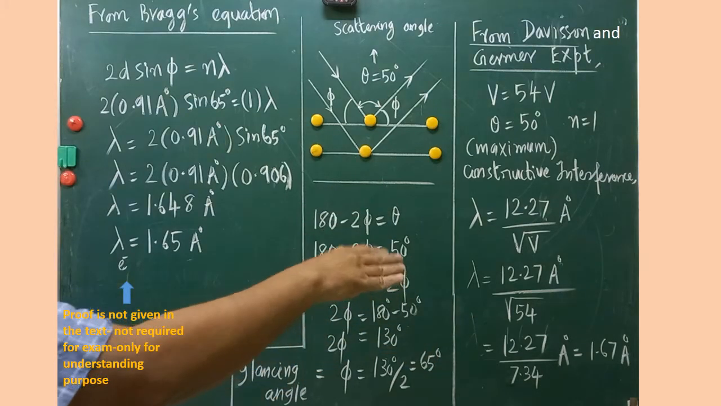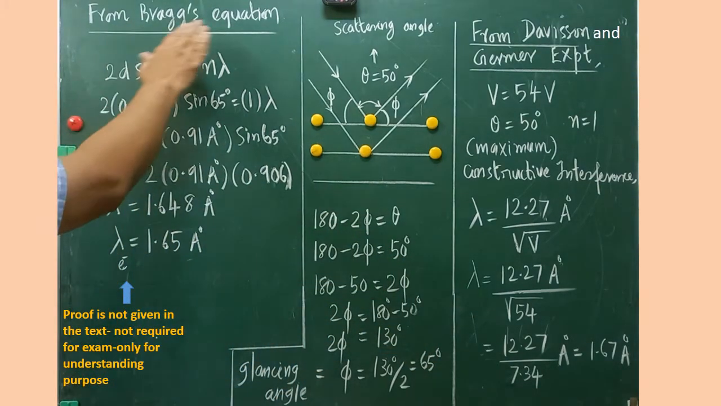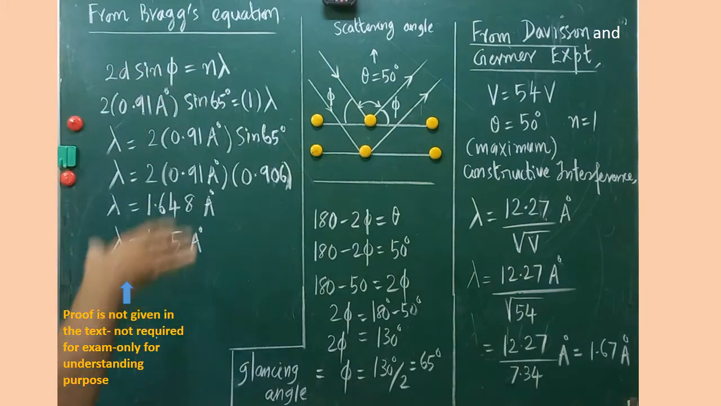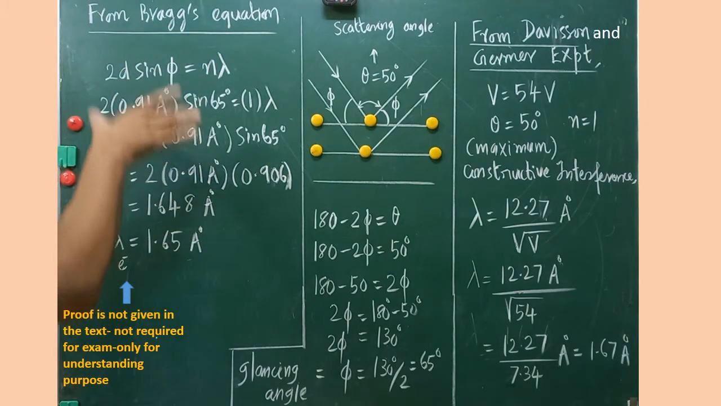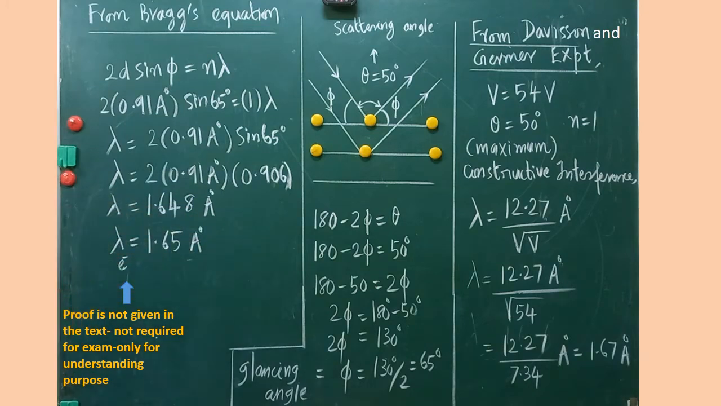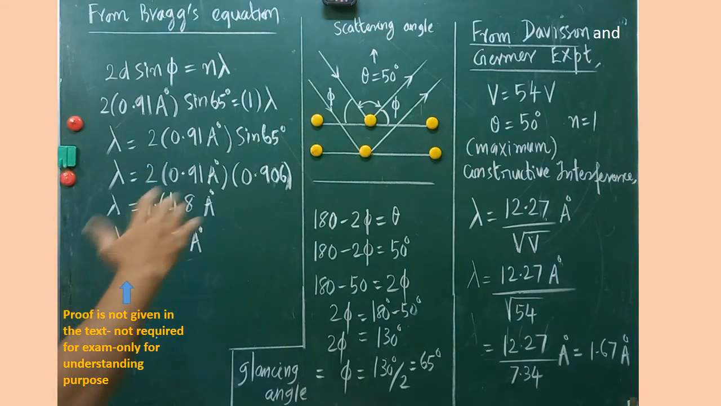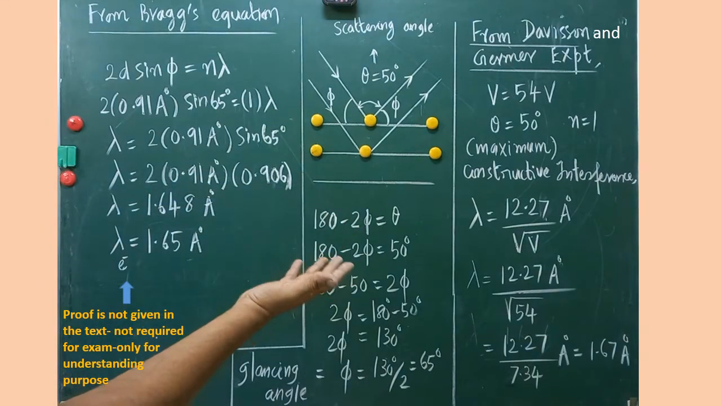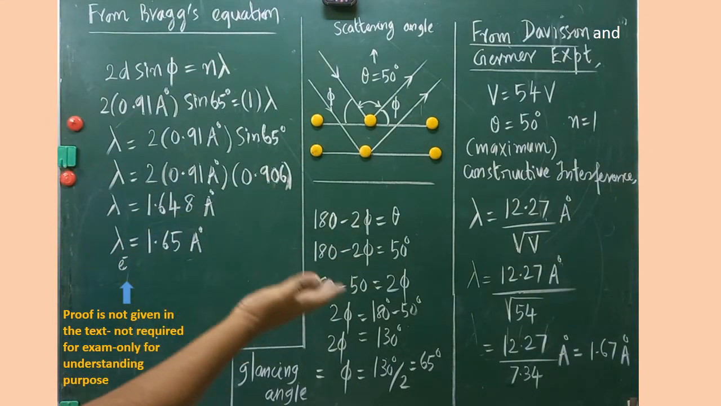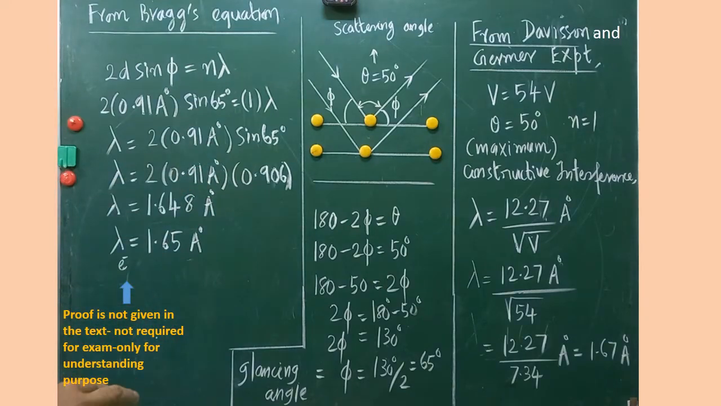The same answer can be obtained from Bragg's equation, that is from Bragg's law, but this is not given. But at the end of the essay, the answer is given. I will explain how the values can be calculated from two different methods, two different experiments, how both are equal, and how they can be compared. I will explain one by one.